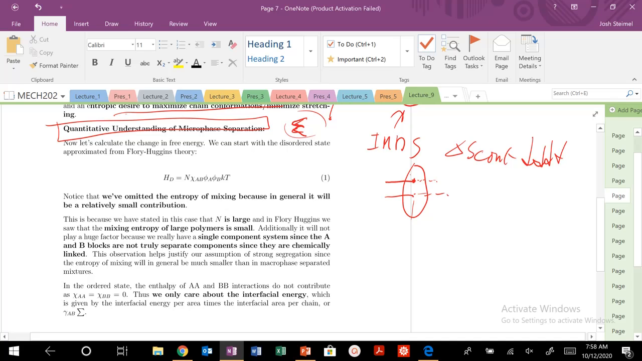We are now going to talk about and develop our quantitative, not qualitative, understanding of microphase separation. So let's start in our disordered state, when our system is just mixed. We can use a lot of our expressions and approximate it from Flory-Huggins theory.